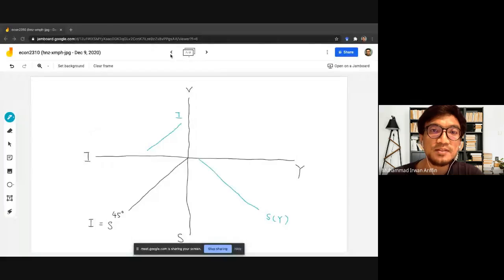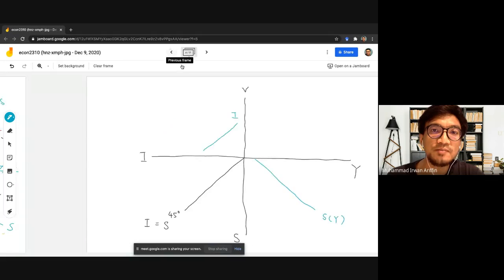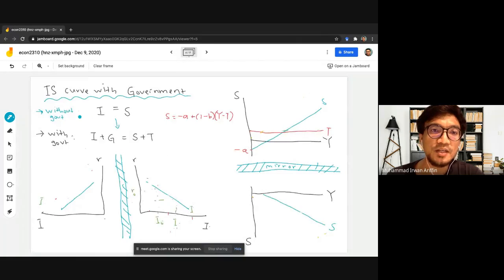So what we have done so far is that we have looked at the equilibrium condition in the closed private economy without a government. This is the equilibrium condition in the product market where investment must equal saving.